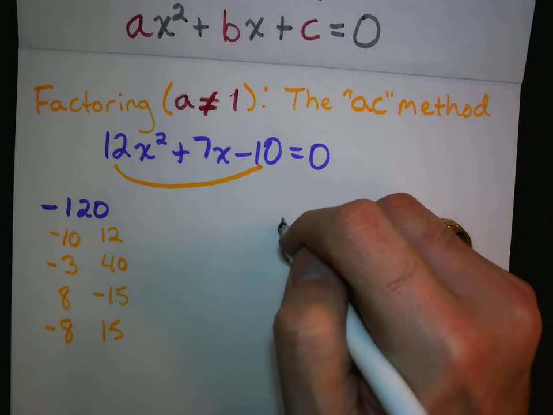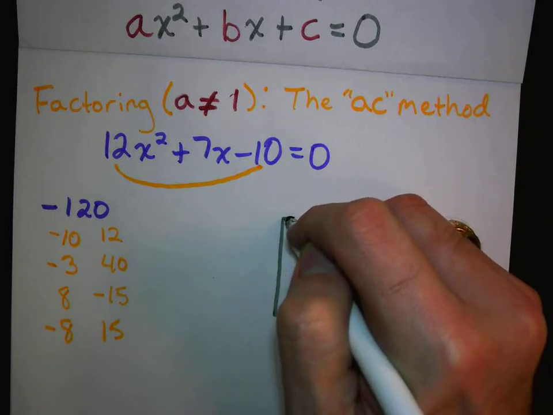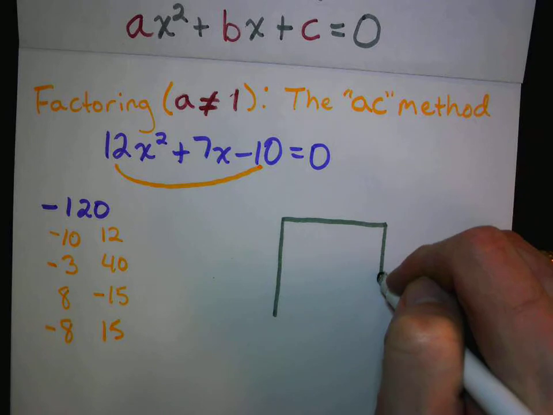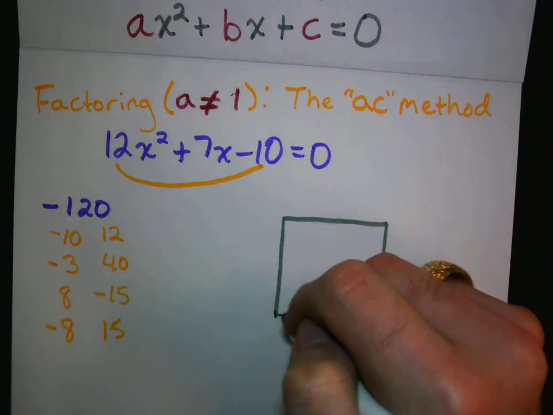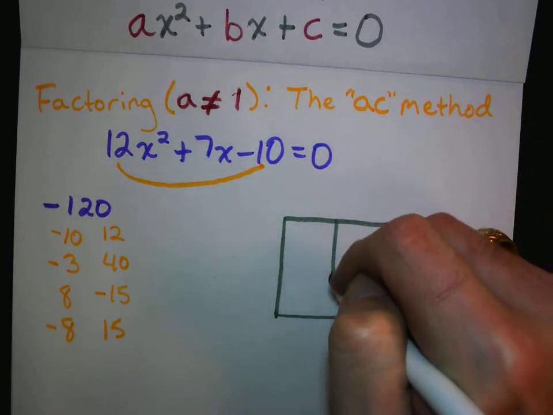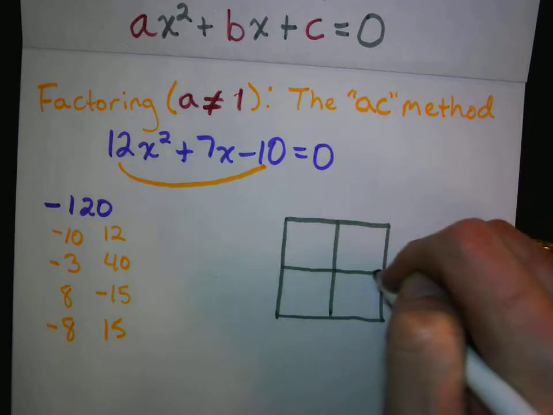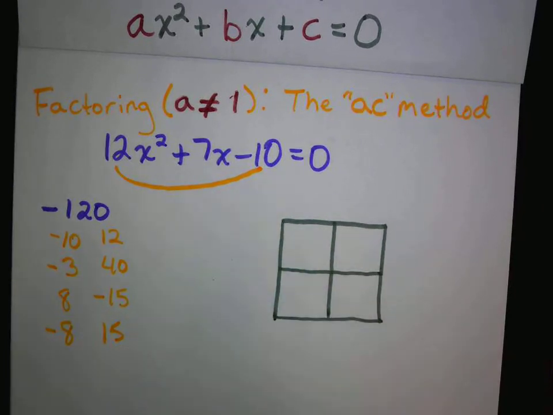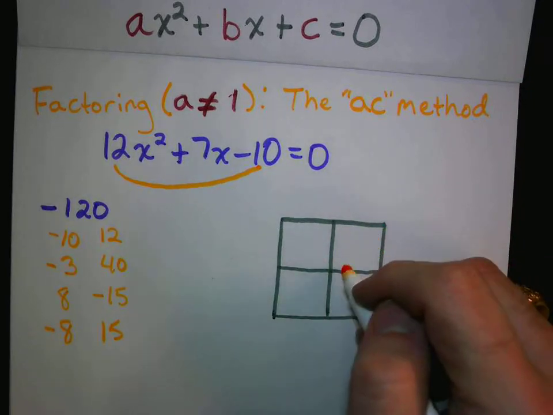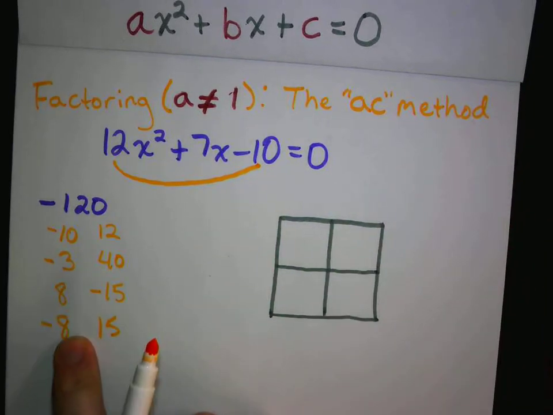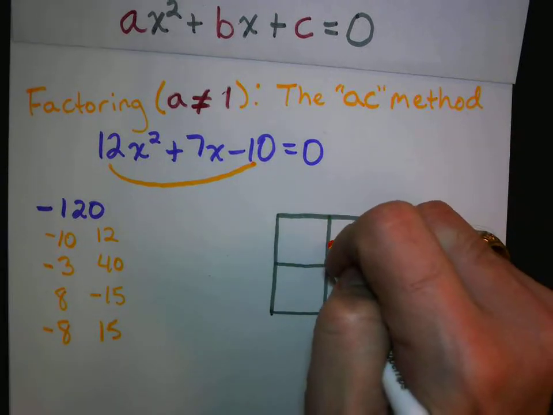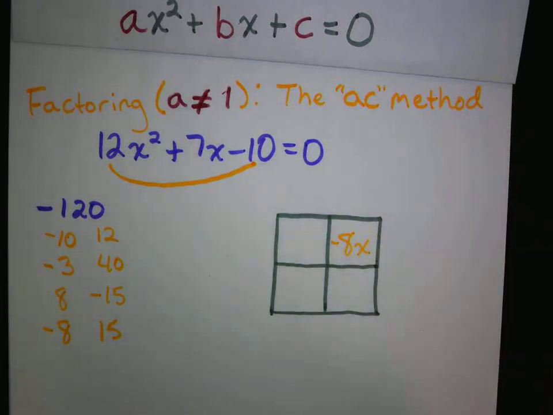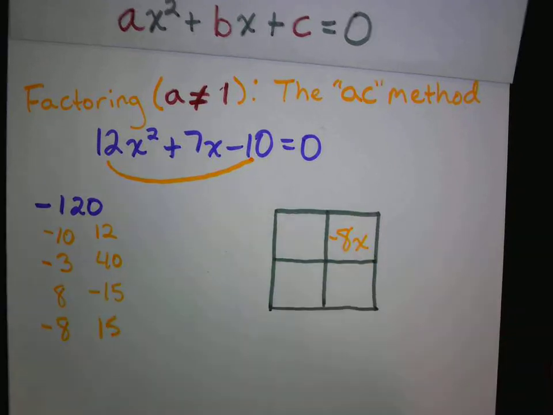Now, you may or may not remember multiplying using the box. It's an alternative to using FOIL, and we're going to use it backwards. What we're going to do is take those two numbers that we just found. You're going to make a box with 4 quadrants, and you're going to fill in what we would call the first quadrant with one of these numbers. So I'm going to put negative 8, and I'm going to add an x with it. Okay, so negative 8x goes up there.